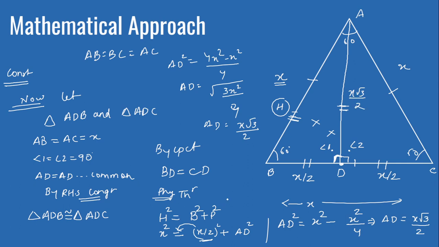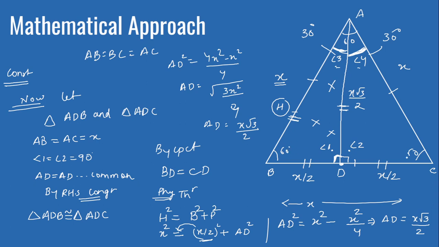Right? Now also, since these two triangles are equal to each other, their corresponding angles will also be equal to each other. That means this angle, let us take this angle 3, let us take this angle 4. So angle 3 will also be equal to angle 4, and when we apply the angle sum property in these two triangles ADB and ADC, we'll see that these two angles will be of 30° each.